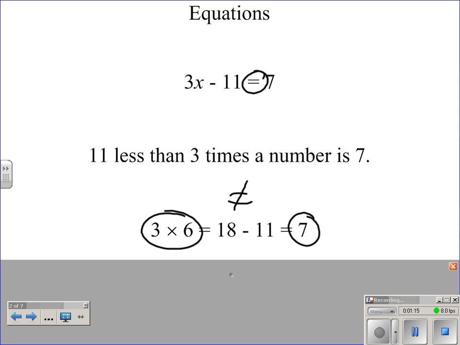3 times 6 minus 11 is equal to 7. But that's not what is shown here. No matter how many equal signs you have, all the expressions involved must be equivalent.